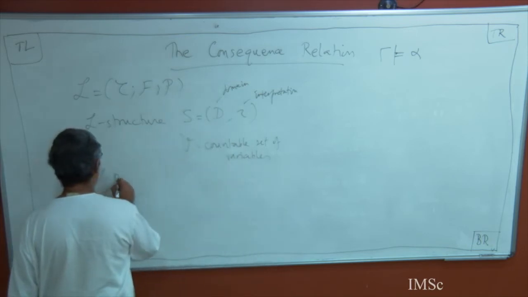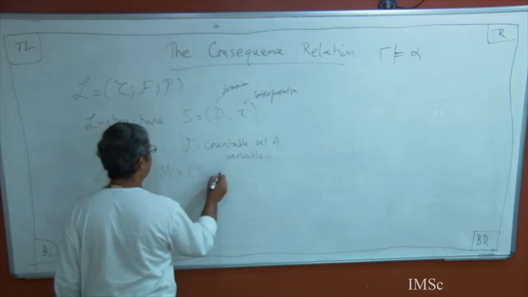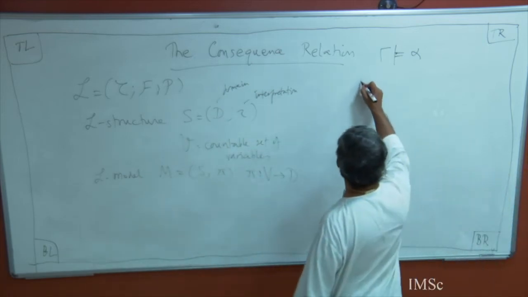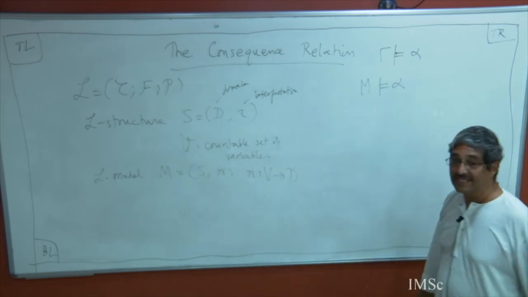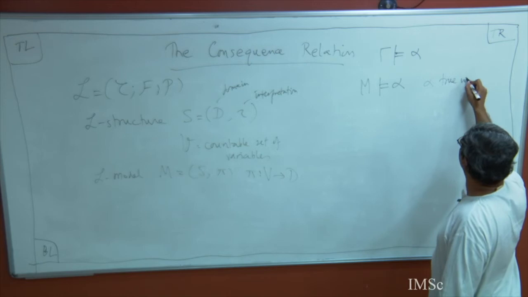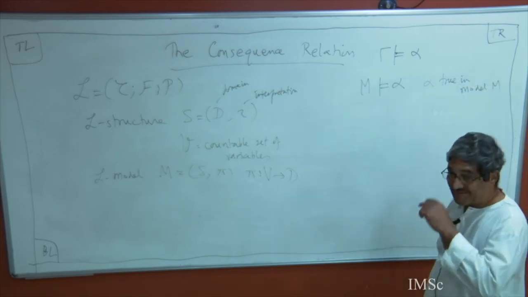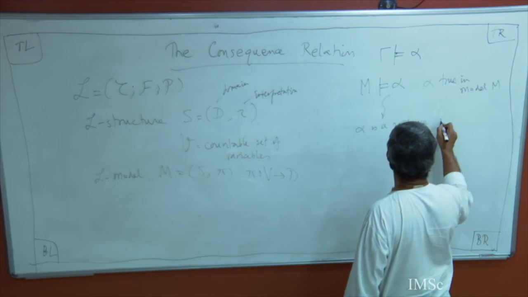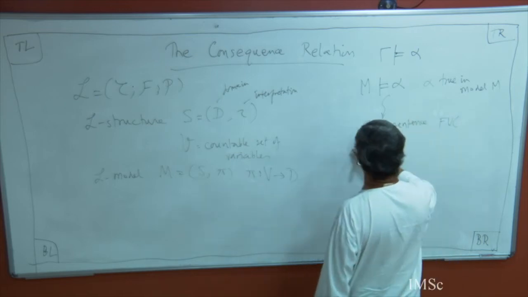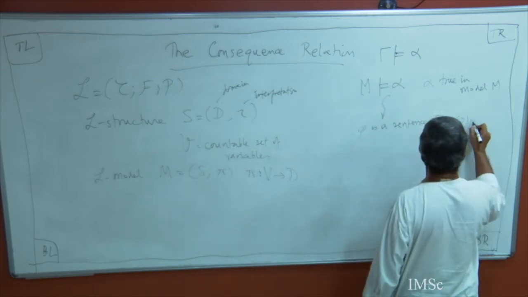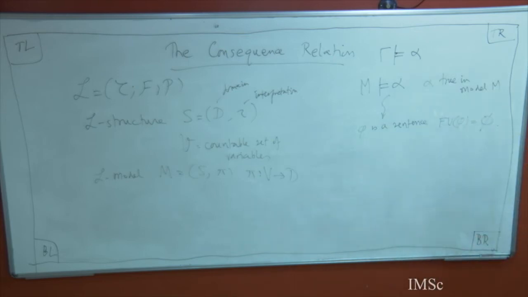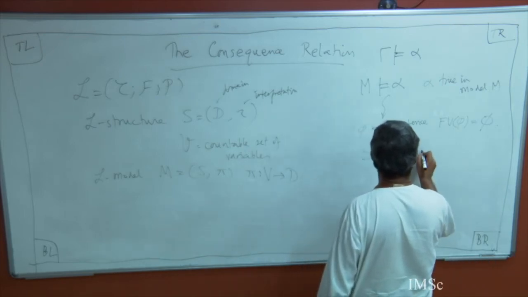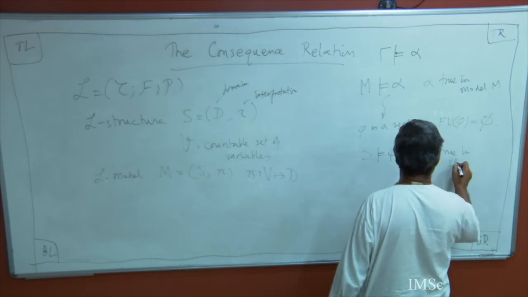And then we have the notion of an L model with an assignment pi, which maps variables to domain elements. And then we define this notion of alpha being true in model M. Then we said if alpha is a sentence, which means no free variables, I usually write phi. Phi is a sentence, just to remind yourself. It has no free variables. In that case, we actually write phi is true in structure S.